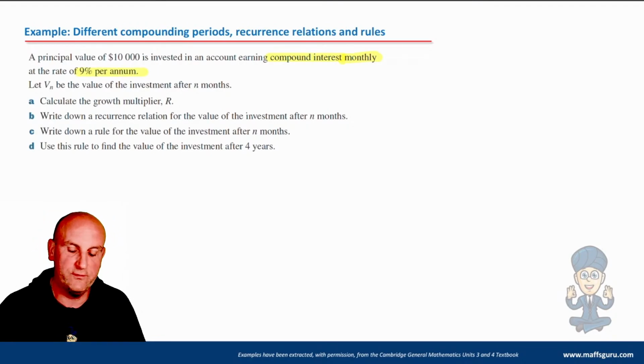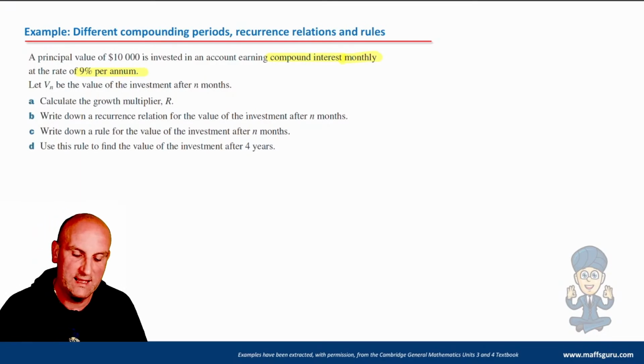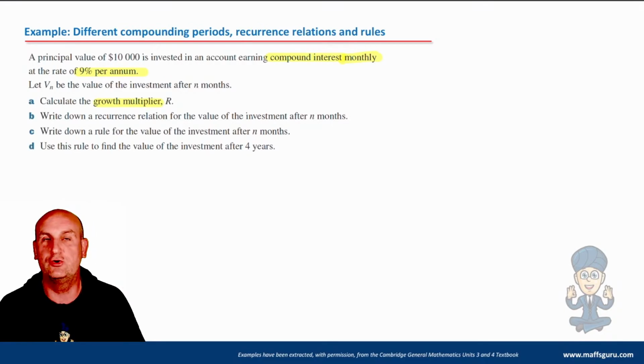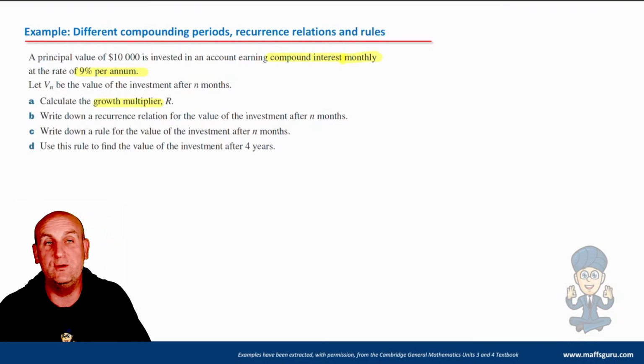Now, before I go any further, whenever I do these questions, I'm already going to work out my value of R. And weirdly, the language in the textbook has changed this time around because they're now calling it a growth multiplier. Interesting. A growth multiplier. Well, that's basically the value of R.